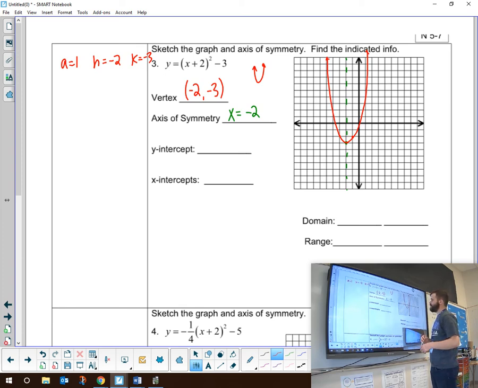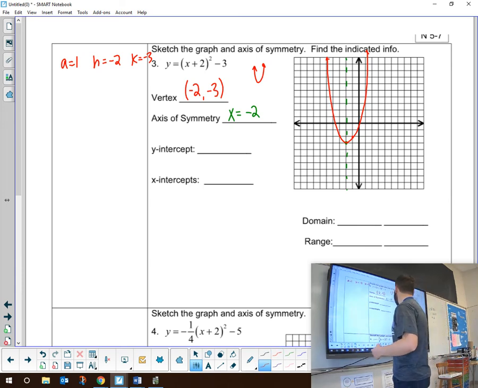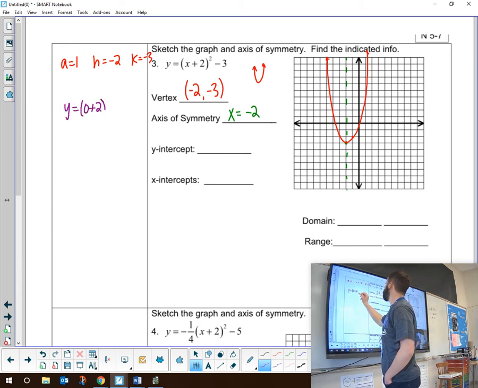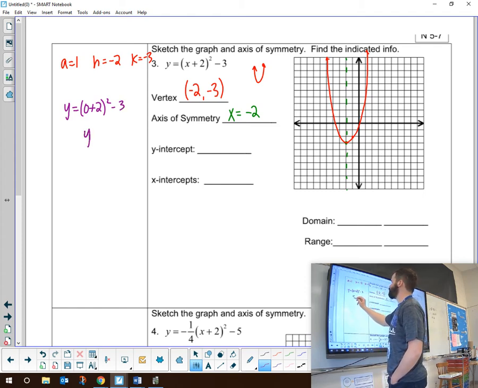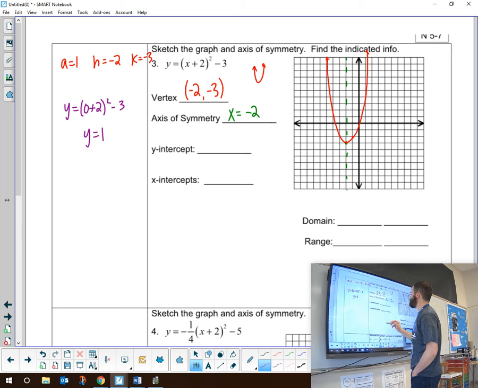Now let's take a look at our y-intercept. For my y-intercept, we just need to plug in 0 for x. So we're going to go y equals 0 plus 2 squared minus 3. 2 squared is 4. 4 minus 3 is 1. So my y-intercept is going to be at (0, 1).